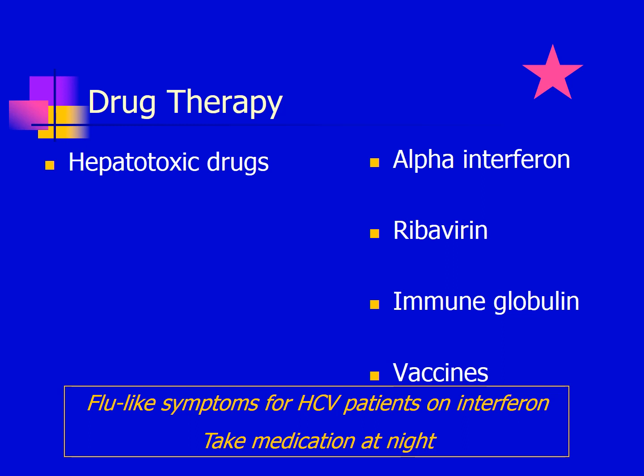All right. So there are some hepatotoxic drugs that could be used to treat the condition. Alpha interferon, ribavirin, immune globulin, like I said, and of course the vaccines that we discussed earlier. Interferon causes flu-like symptoms for the patient who takes it for hepatitis C, so we tell them to take the medication at night.